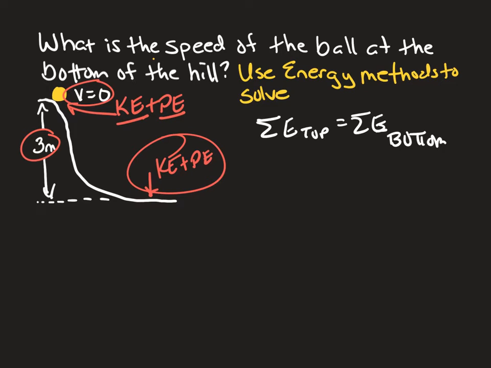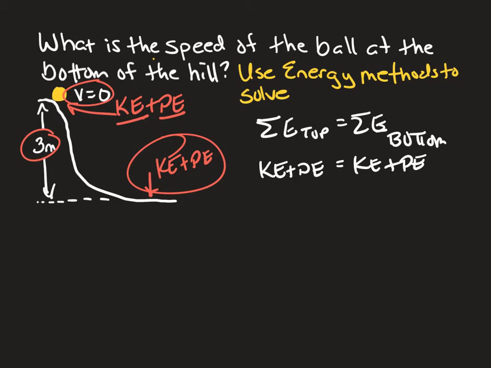All right, at the top, I'm comparing two energies, kinetic and potential. The sum of them equals the kinetic and potential. Looks like the same on both sides, but it's not. Everything on the left side has variables from the top. Everything on the right side is going to have variables from the bottom.